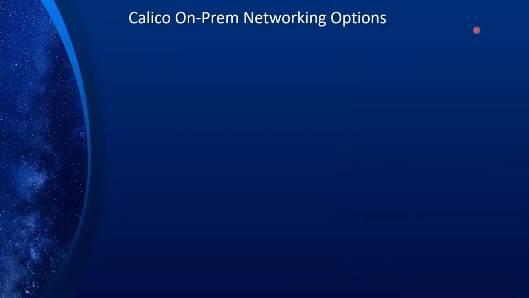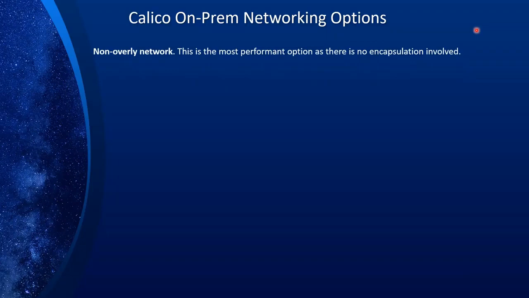So the last thing I wanted to talk about was Calico networking options. So far in our sample cluster, we had two nodes, and we have been using an IP-in-IP overlay network. And that may not be the best option on-prem. Is actually not the best option at all. So we'll talk about some other options that provide better performance.